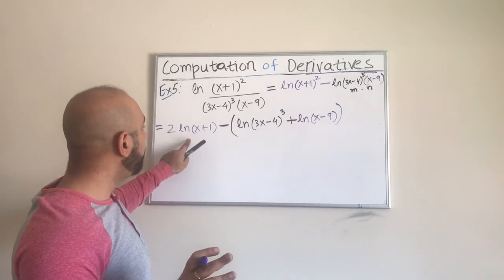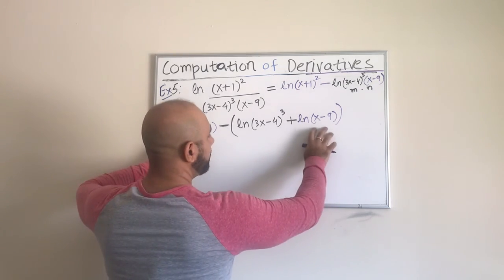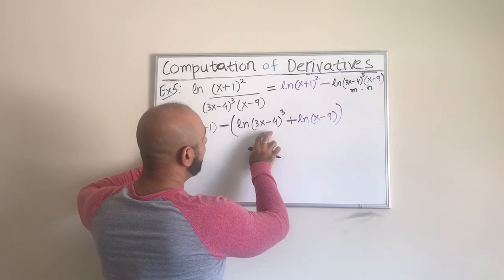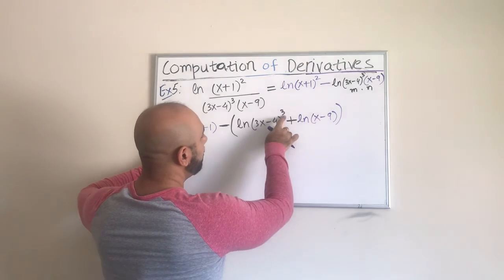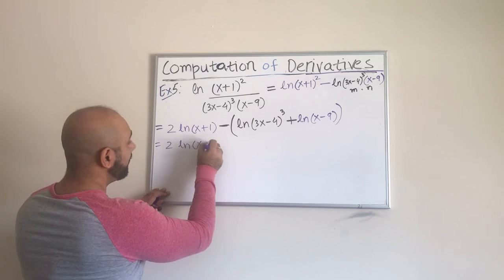This is already simplified. We cannot do any further as far as the properties of logs is concerned. Guys, this is totally simplified. This can be simplified again using the power property. You just have to simply bring the 3 up front. So let me first do that, and then I will start applying the derivative.